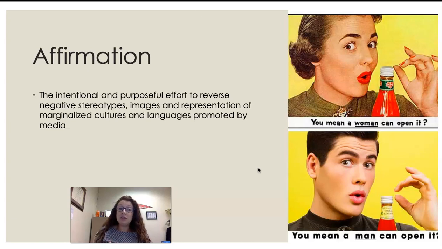And consider the language that you speak as well. Are you affirming negative stereotypes in your lessons, and in the YouTube videos you choose, and the worksheets you choose, and the materials that you choose in your own lesson plans?